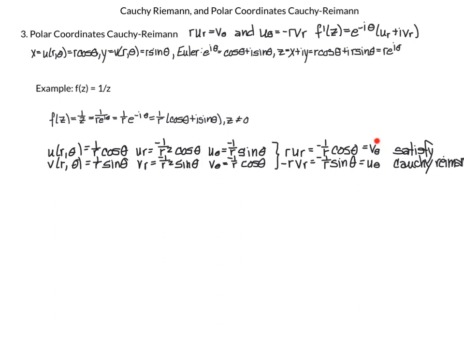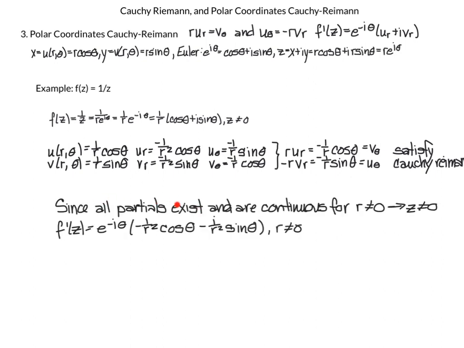and I can verify that my partial derivatives satisfy the Cauchy-Riemann conditions. In particular, r times u_r is equal to, if I multiply this by r, minus 1 over r cosine theta, and that also happens to equal v_theta, which is my first Cauchy equation. My second one, I'm going to start with minus r v_r, which is equal to, when I multiply by minus r, minus 1 over r sine theta, which is equal to u_theta. And so that's my second Cauchy equation.